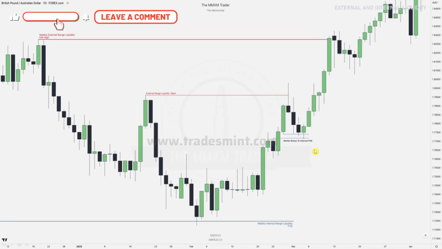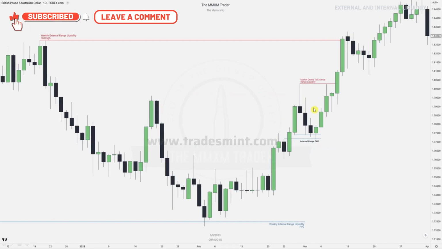Market draws to that internal fair value gap in discount, right? Of this range, swing low to swing high. Continues up again. Where are we going to go after we take this internal range? Again, it's on repeat, right? External to internal to external to internal, and it keeps going and going. Again, external range liquidity over here after we take that internal range.